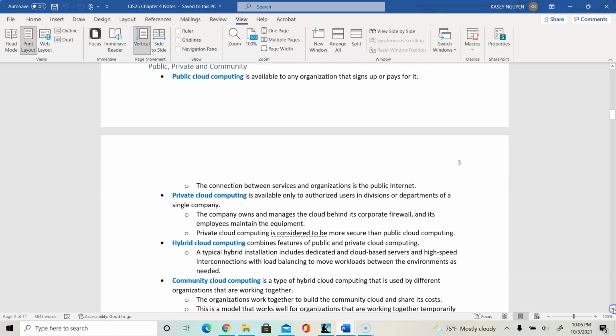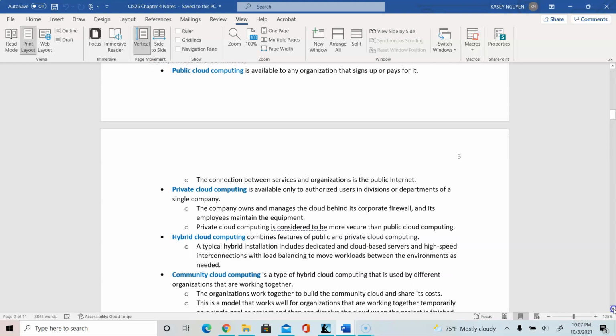The third type is hybrid cloud computing, which combines public and private, and a hybrid installation includes dedicated and cloud-based servers, high speed interconnections. There's some load balancing in how traffic can flow and be distributed across the network of the cloud, and that's going to allow the company to be flexible for the needed operations.